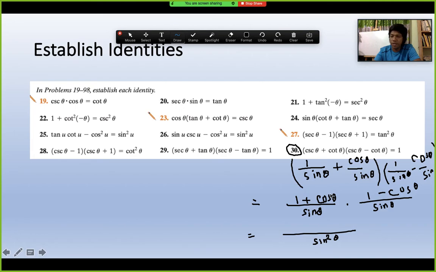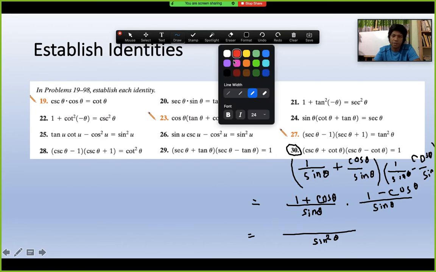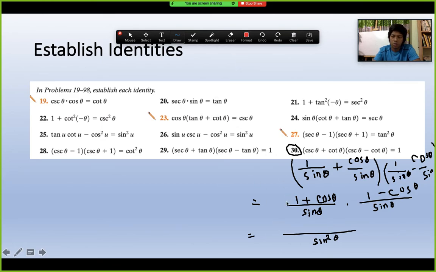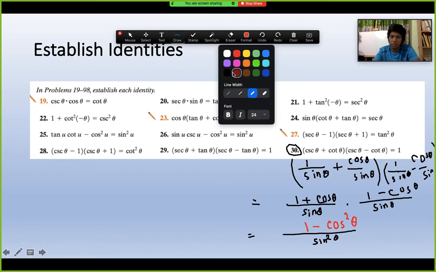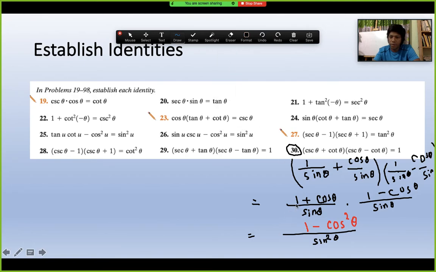You see a plus b into a minus b means actually a square minus b square. So we can write here 1 minus cos square theta. We used the a square minus b square formula here. A plus b into a minus b means a square minus b square.